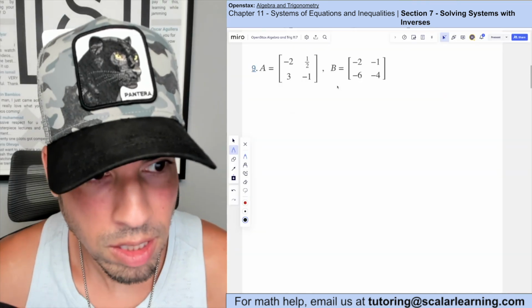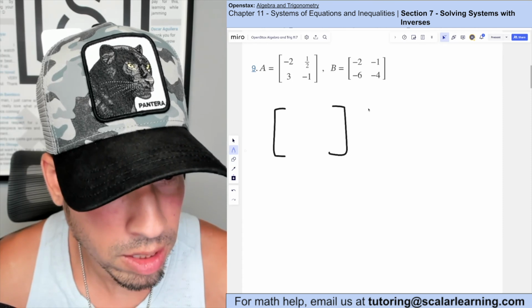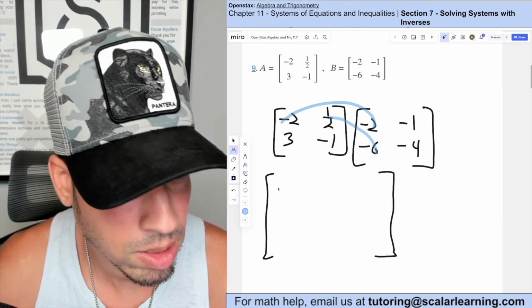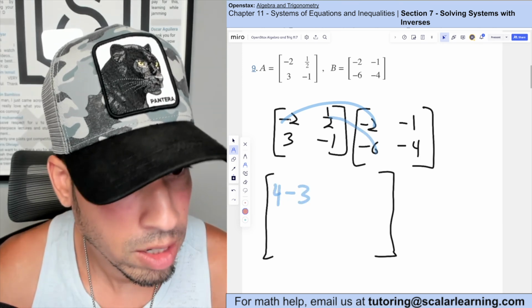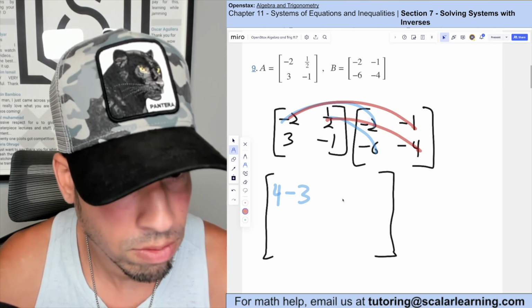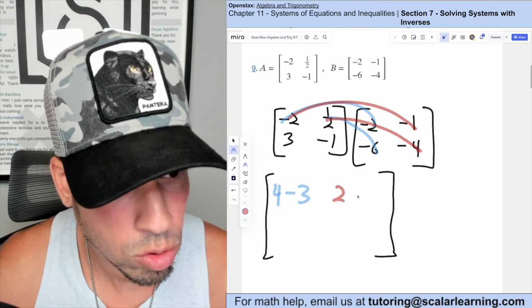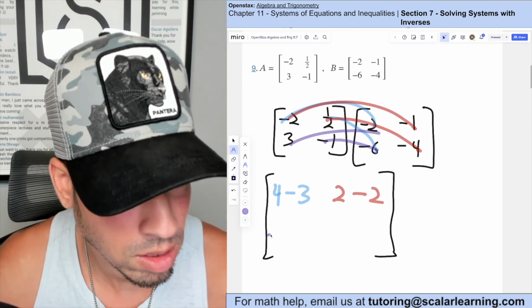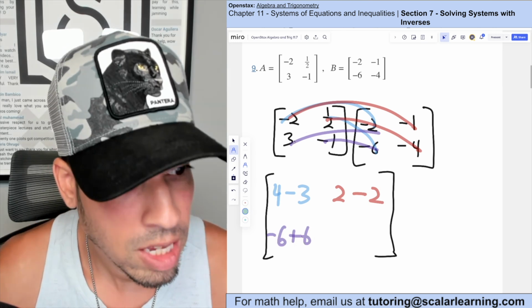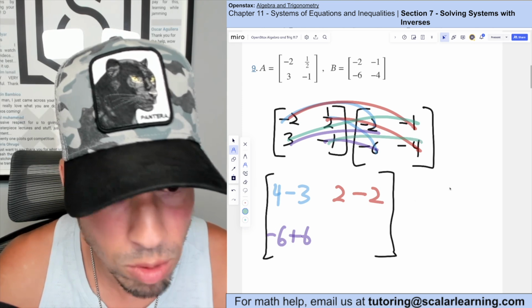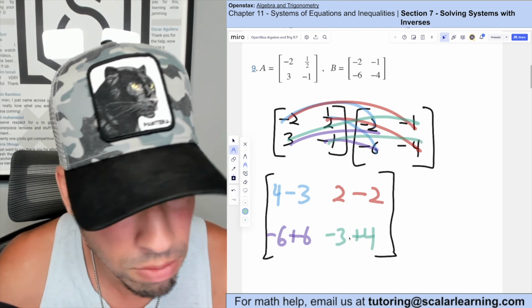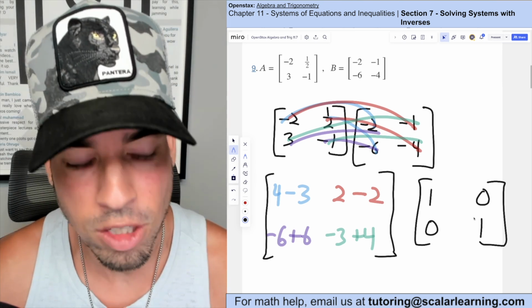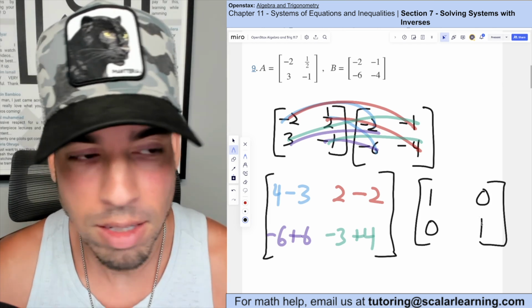That's how you do it. Done. For this one, to see if these are inverses, let's multiply them and see if we get the identity matrix. First we have -2 times -2 plus 1 half times -6. That's 4 minus 3. Next, we have -2 times -1 plus 1 half times -4. That is 2 minus 2. Next, we have 3 times -2 plus -1 times -6. That's -6 plus 6. Last but not least, we have 3 times -1 plus -1 times -4. That's -3 plus 4. As we simplify this, we get 1, 0, 0, 1. That is the identity matrix. This confirms that these are inverses.